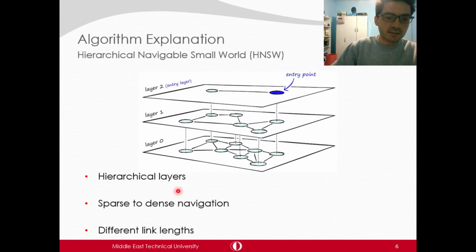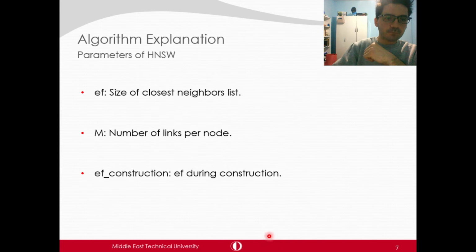It includes the hierarchical layers from the probability skip list, and sparse to dense navigation, because you have to use the sparse layer first, and different link lengths, because at top layers links are longer, so it has that quality from the navigable small world algorithm.